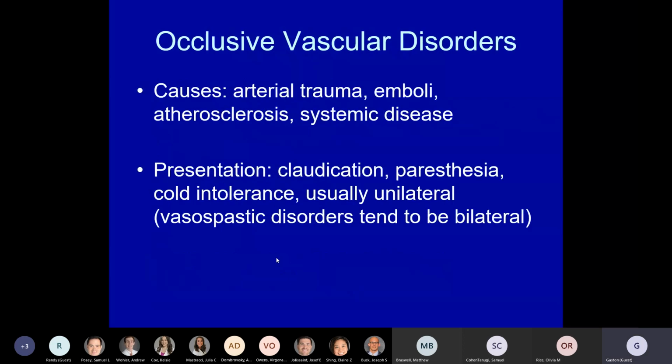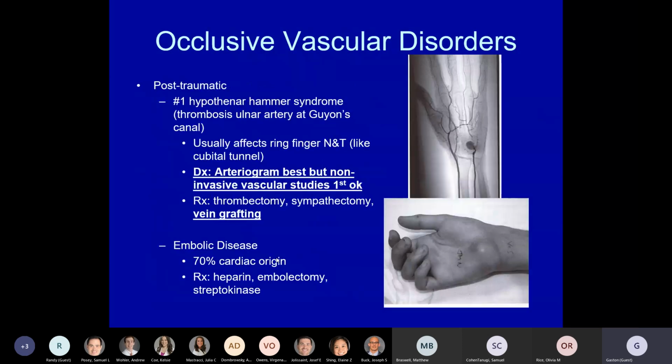Vaso-occlusive disorders can be arterial, they can be emboli, systemic disease. They're going to give you a patient with claudication, paresthesias, cold intolerance. And remember, vaso-occlusive diseases tend to be unilateral, vasospastic diseases tend to be bilateral. The number one vaso-occlusive disease in the upper limb is hypothenar hammer syndrome. And that, again, is ulnar artery thrombosis at the level of Guyon's canal. They might give you a patient that sounds cubital tunnel-like. Ring and small fingers are kind of numb and tingly. They have some pain in their palm or something like that.